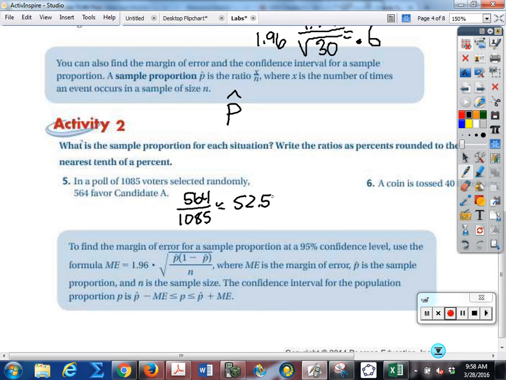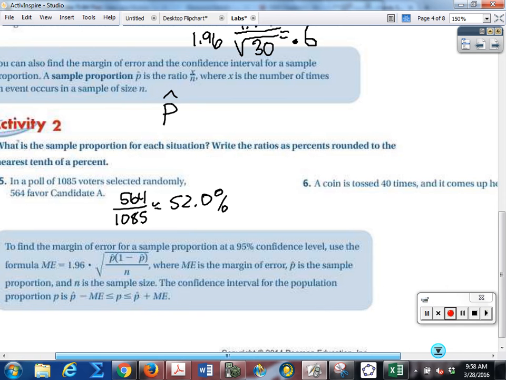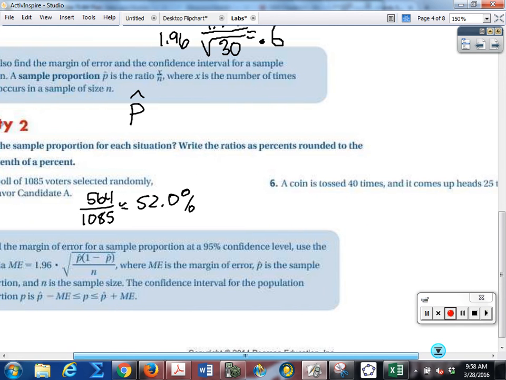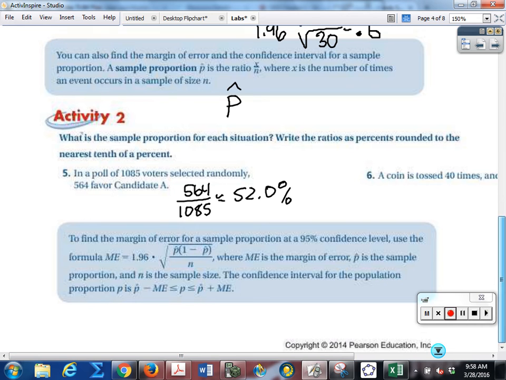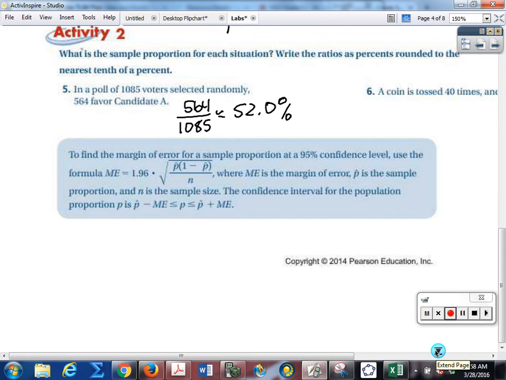And I can let you do this other one. A coin is tossed 40 times, this many heads. What we need to do is come up with the margin of error for this. This is different because we don't have a list of numbers. The other one is when we have a list of numbers, we can find the mean and standard deviation. This one is just a sample proportion, so you have your sample proportion.